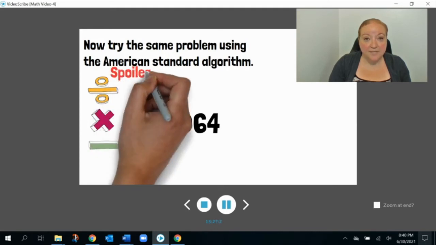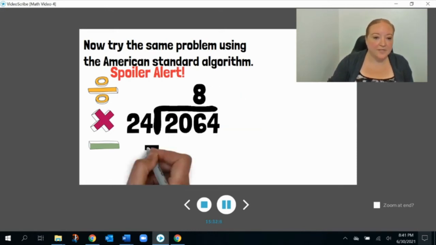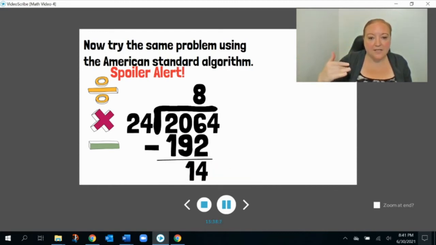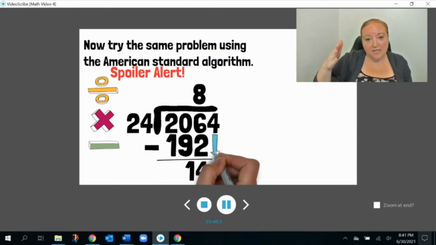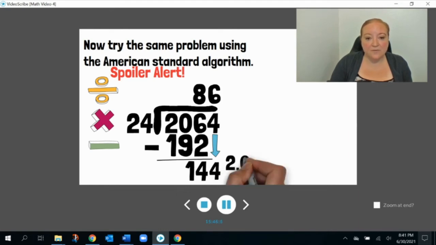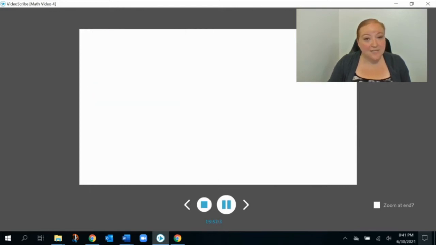All right, spoiler time. Pause if you're on the computer. Otherwise, let's work this out. We know 8 times 24 is 192. You're going to subtract those two, and you're going to get the answer of 14. You're going to bring down the 1, have a 4. Then how many times does 24 go into 144? That's 86. So 2064 divided by 24 is 86, which is the same answer.